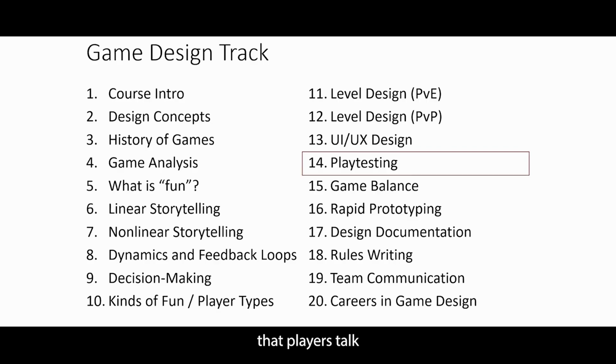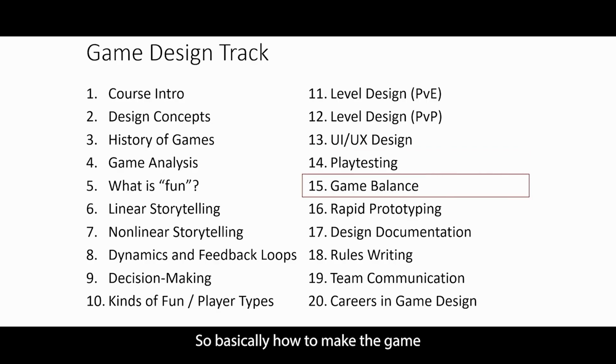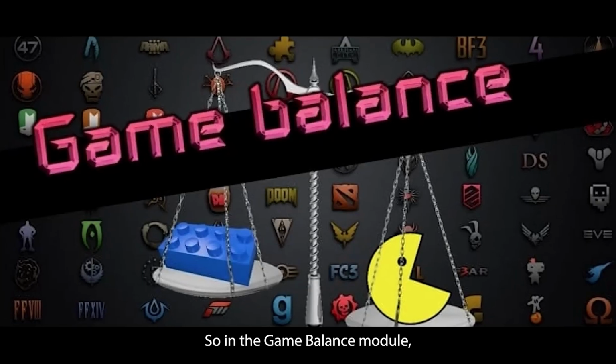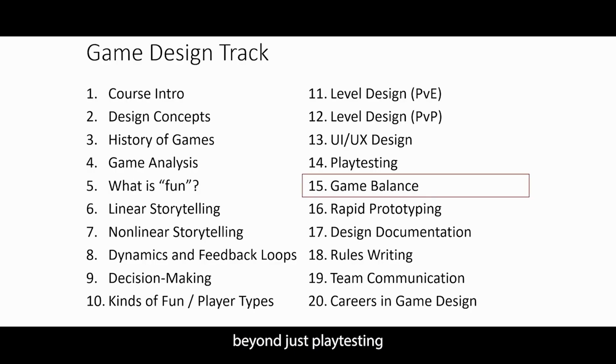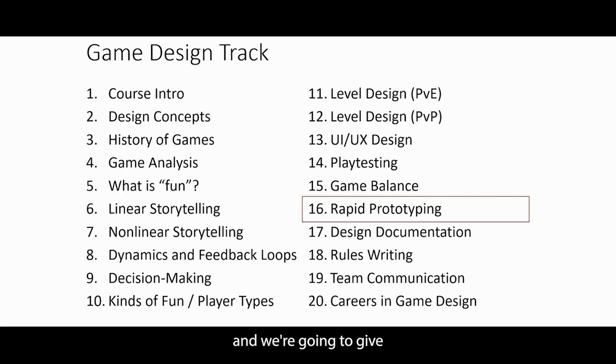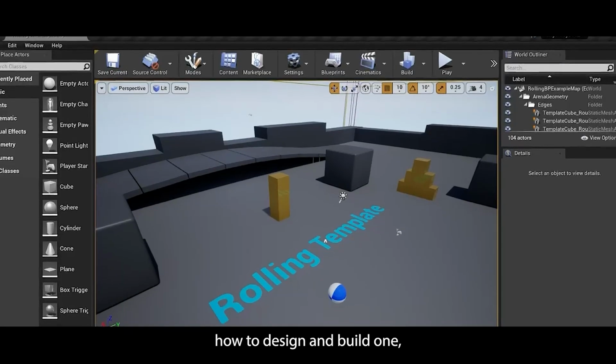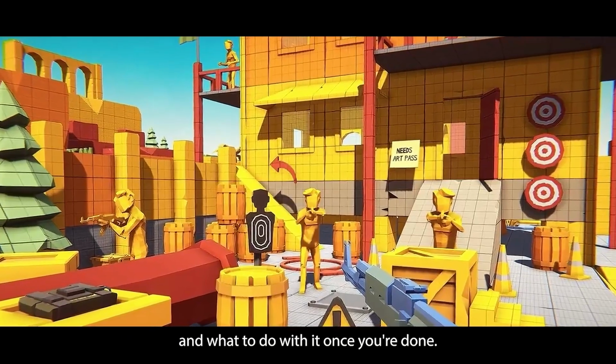Now, one element of design that players talk a lot about is game balance. So basically how to make the game feel fair and control its pacing. So in the game balance module, I'll talk briefly about what game balance is, how it's done, and give you some tools beyond just playtesting to help you balance your game. Just as playtesting is important, it's done for almost every project, and we're going to give practical examples on how to do that here. Same thing is true for building prototypes to actually test. In the rapid prototyping module, we'll talk about what a game prototype is, how to design and build one, and what to do with it once you're done.